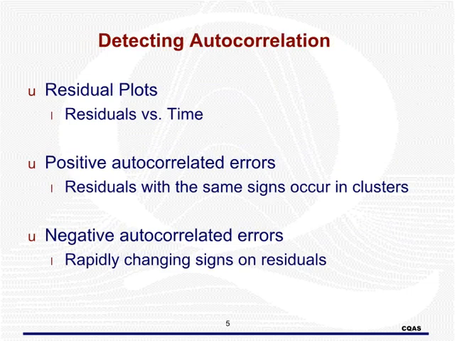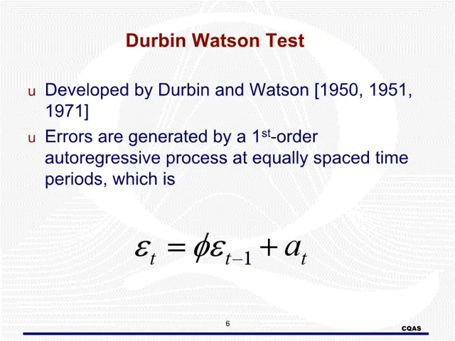First, one could see it in the residuals versus time plot. We would expect to see some sort of pattern on this plot. Which pattern to expect would depend on the type of autocorrelation. We would expect to see residuals with the same sign occur in clusters. If the signs of the residuals change rapidly, then the autocorrelation is negative. There is a test that we can run to detect autocorrelation. It is called the Durbin-Watson test.